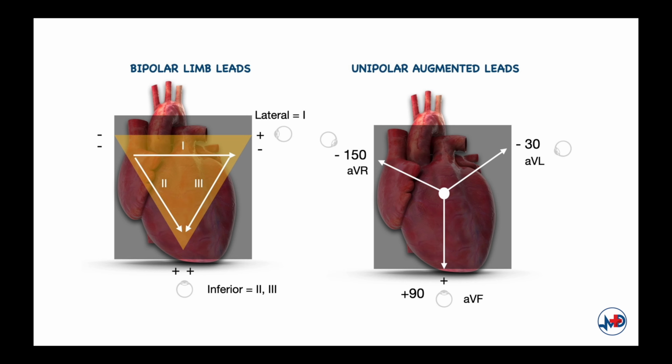As shown in the figure on the left, lead 1 captures the lateral aspect of the heart, and leads 2 and 3 look at the inferior aspect of the heart. The augmented unipolar leads are at an angle as we are looking at the heart in a 3-dimensional form. AVR reflects the right side, AVL the left side, and AVF the inferior aspect.